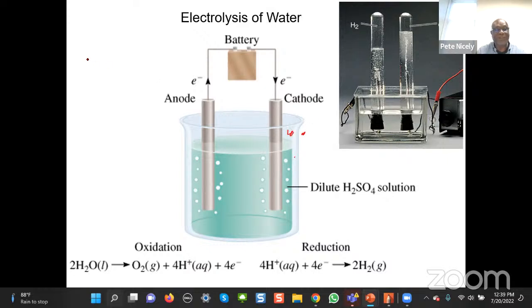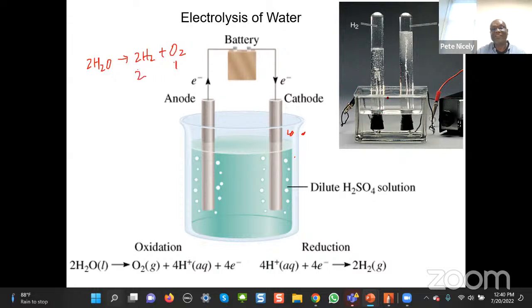So the resulting equation is going to be 2H2O to form 2H2 plus O2, all right? And if you look at this equation carefully, you'll see that the products, hydrogen and oxygen, would be formed at a mole ratio of 2:1, all right?